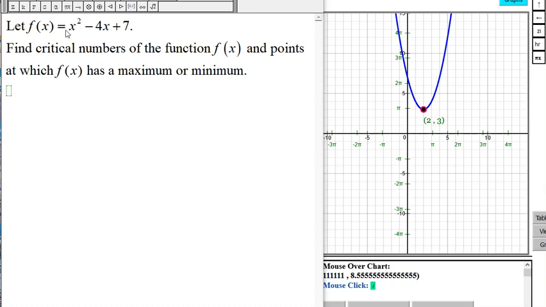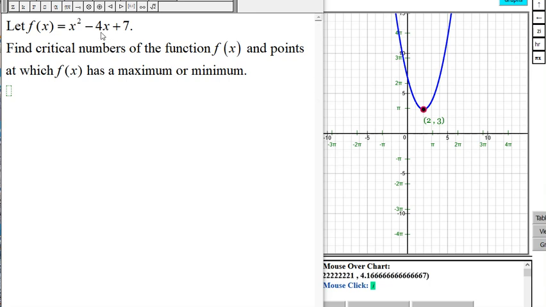Here we have the function x squared minus 4x plus 7, and we want to find the critical numbers of the function f of x and also the points at which the function has a maximum or a minimum. And so we graph this function right here on the graphing calculator. This is what it looks like, and it looks like the graph has a minimum at the point (2, 3).